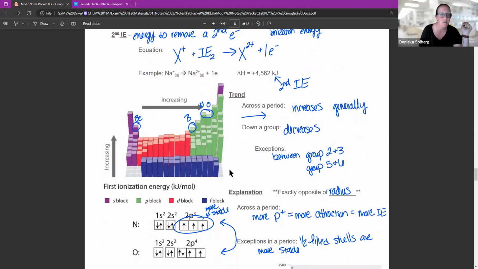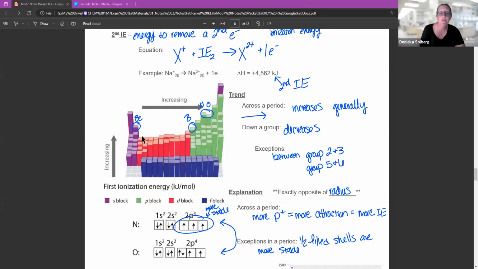And this is what the periodic table looks like. Now looking at the general trend, you should be able to see that for each row, it goes up and to the right. So it becomes more difficult. It requires more energy to remove an electron up and to the right. There are a few exceptions. If you're looking at these rows, helium requires the most energy to remove an electron.